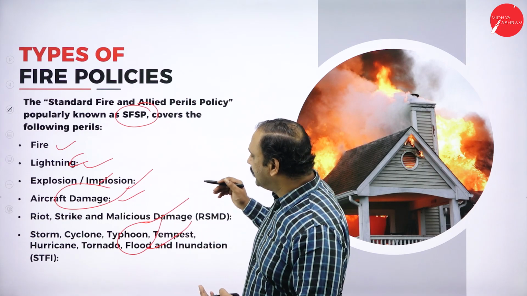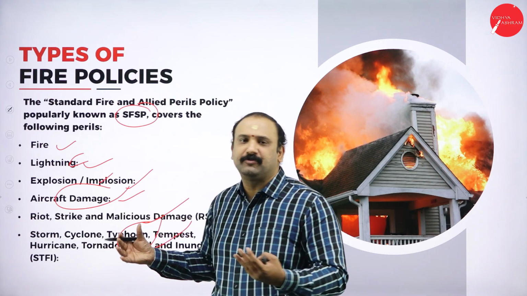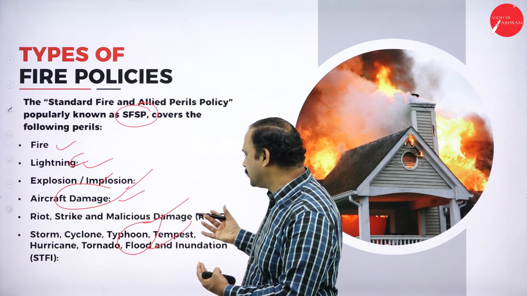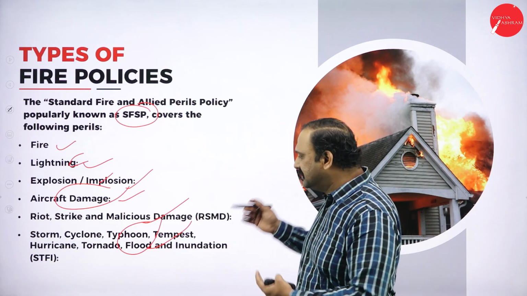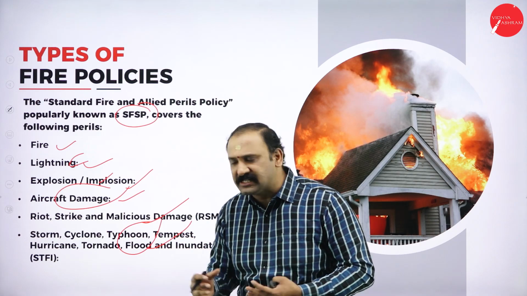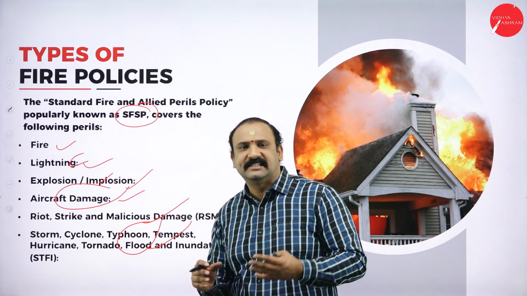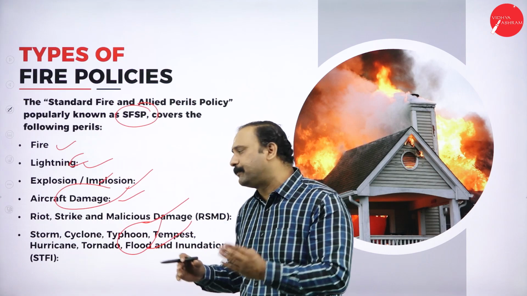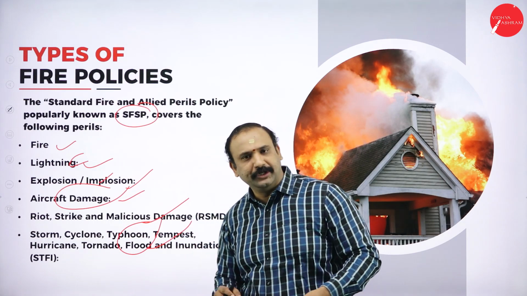Why? Because when we talk about aircraft damage, riot, strike and malicious damages, these are certain things which are bound to happen, which are bound to take place. So I would always say that there is a standard operating procedure under which things are going to be noted for.